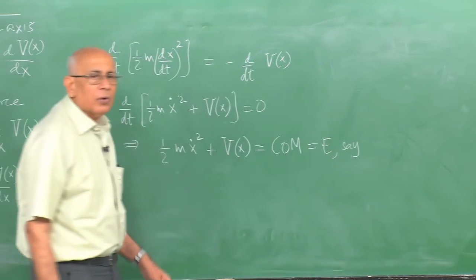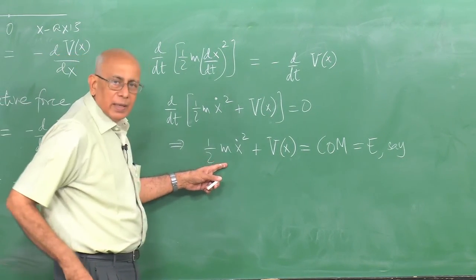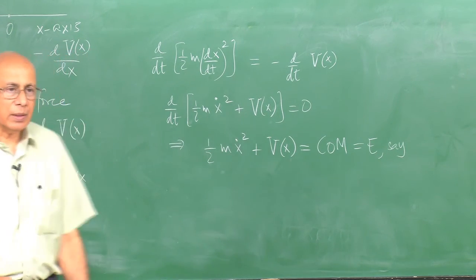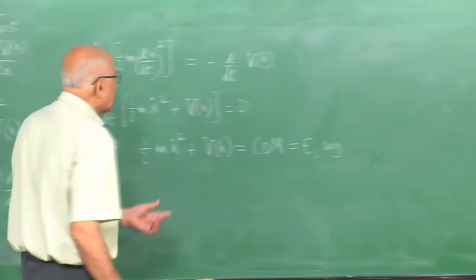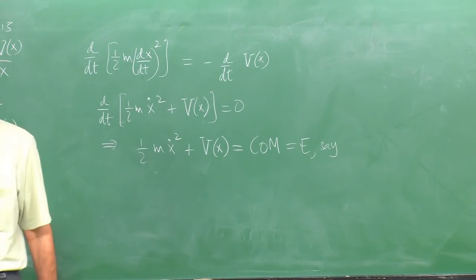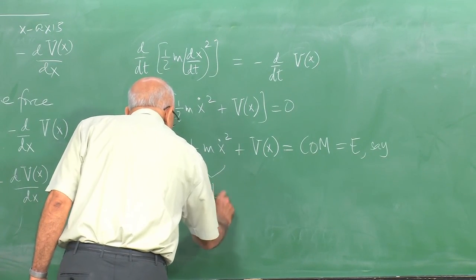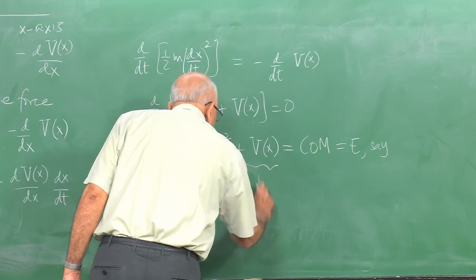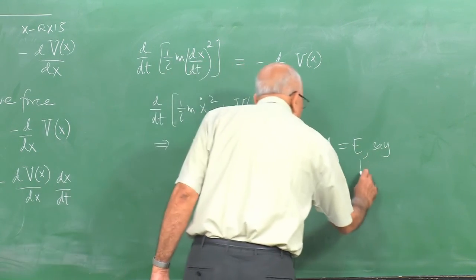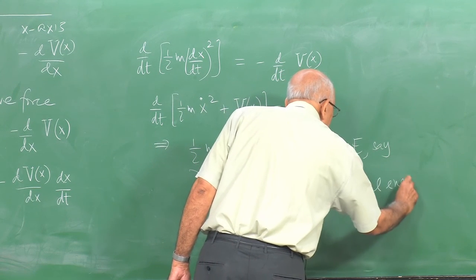And I have a reason for calling it E, because you can see that we already can see what 1/2 m x dot squared is. It is just the kinetic energy of the particle, and V of x is the potential energy of the particle, which is the reason I call V of x the potential. So this portion is the kinetic energy and this portion is the potential energy, and this E now has the significance of total energy.